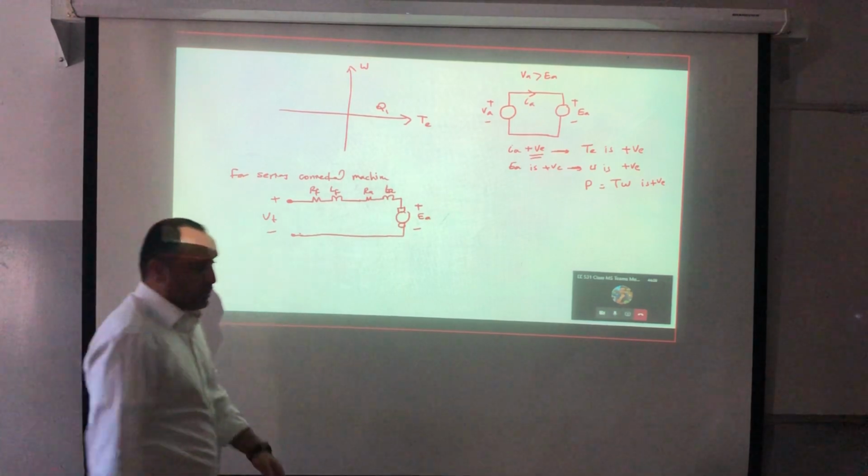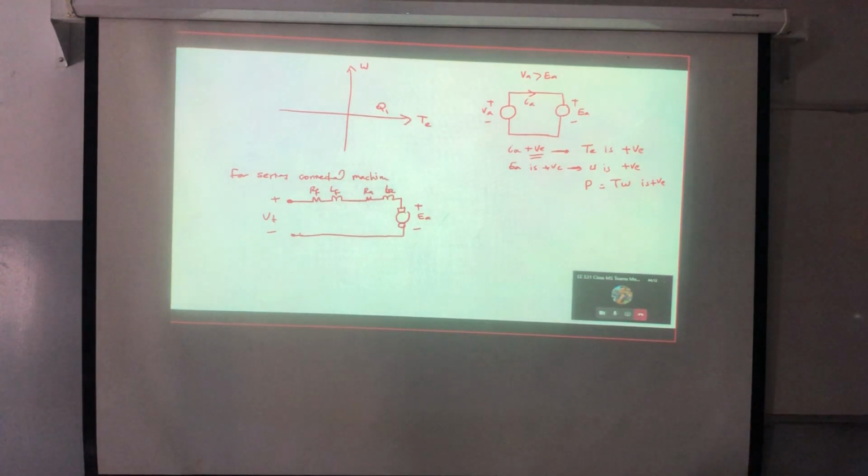So if I need to do that, what will I do? The connection will be like this. Here I will reconfigure the machine such that the field is supplied by the rated voltage, and now here I will introduce the braking resistance. So this is very interesting.